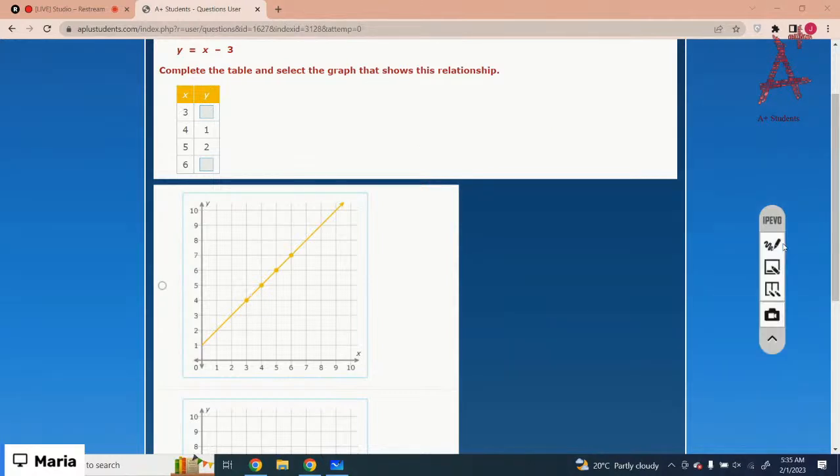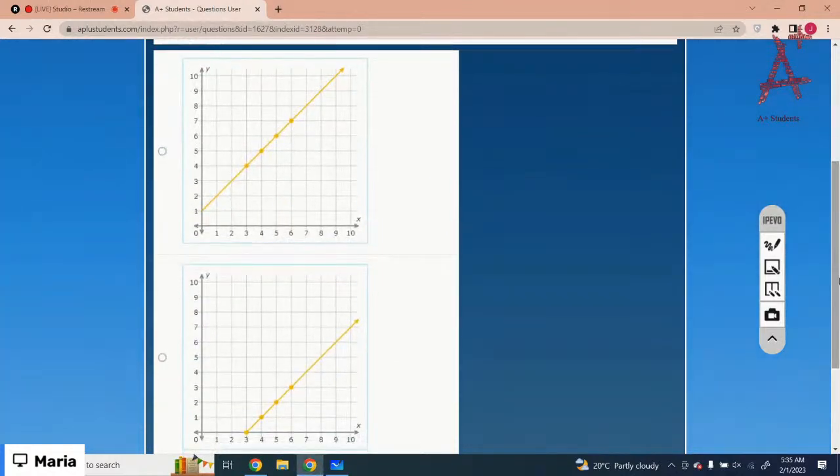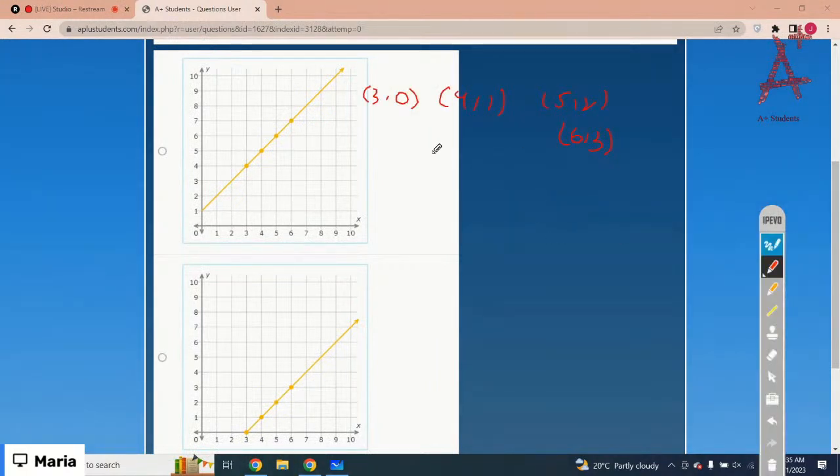Okay, now just look at both the graphs. Which graph has the points that I have written? Okay, here are the points: 3, 0. X is 3 and y is 0. This is not the graph. When x is 3, y is 0, this is actually the point.